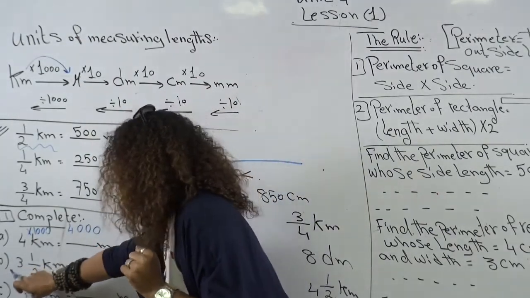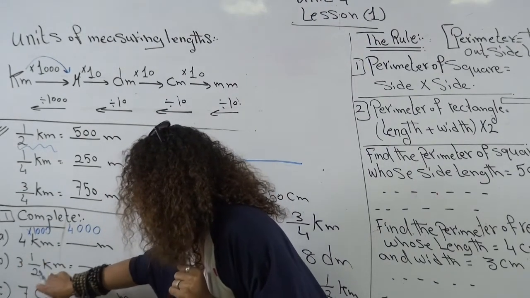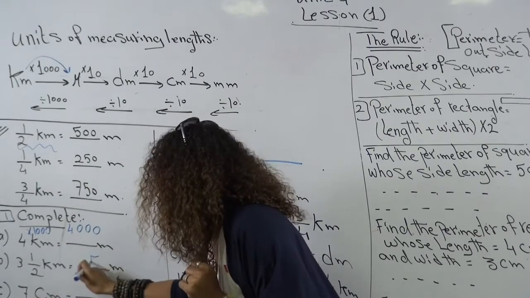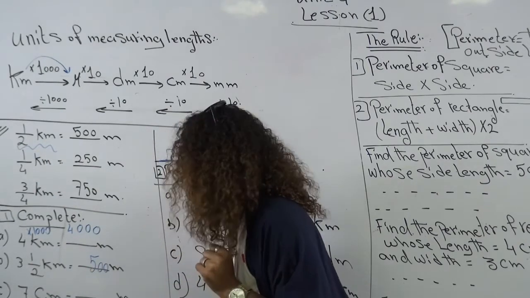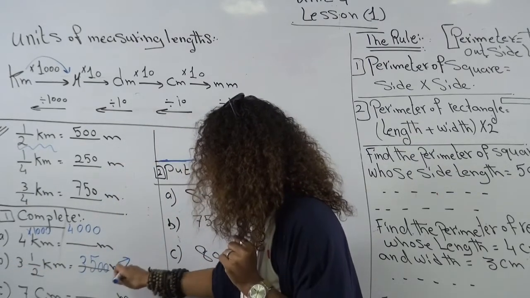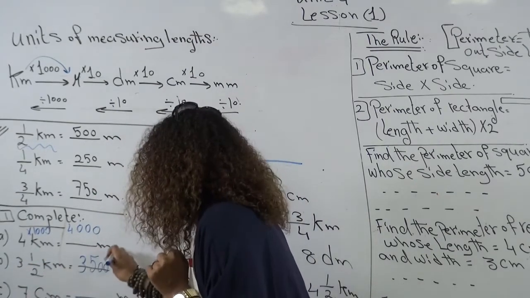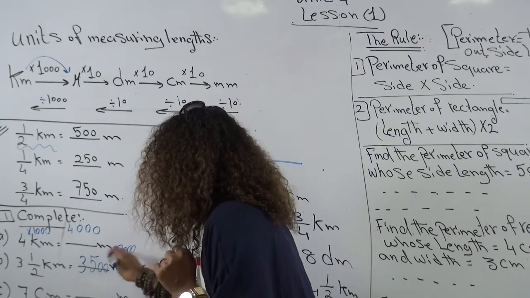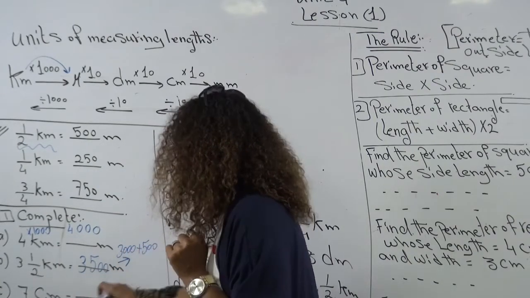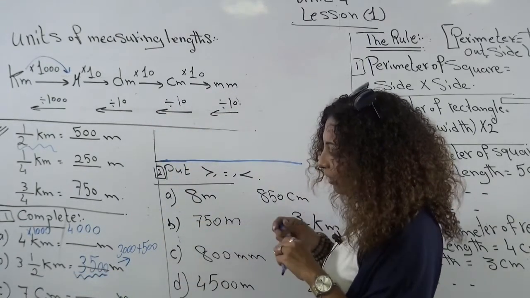So let it be here, I have 3.5 kilometer. Half kilometer, we have in our rule here, it's 500 meter. And then put 3 as it is. Or you can do it as steps like that. So 3 kilometer equals 3000, and then half kilometer equals 500. So the result will be 3500.